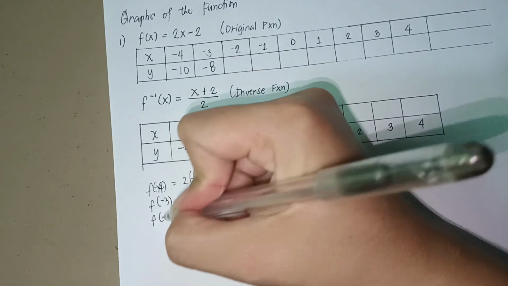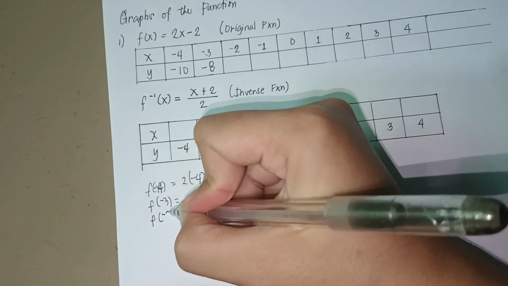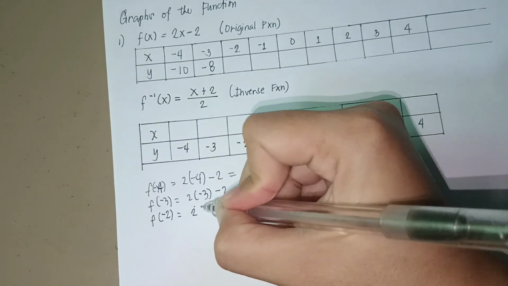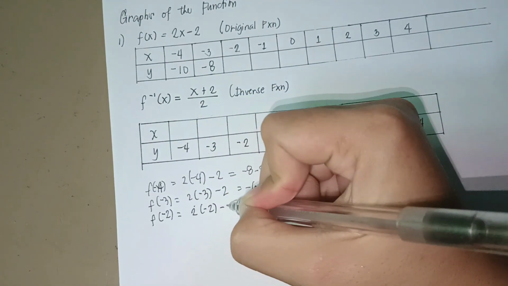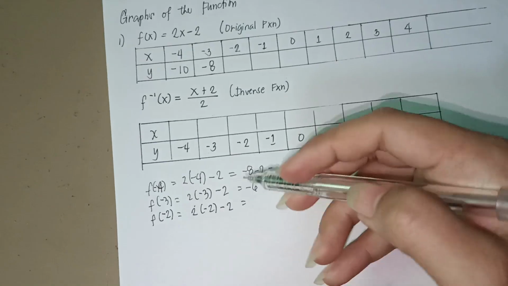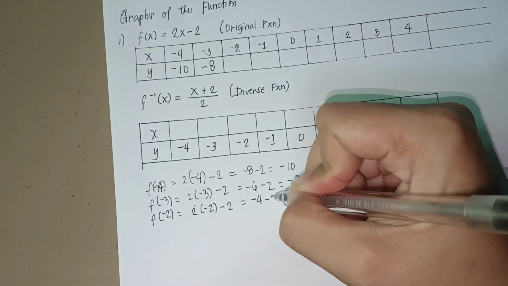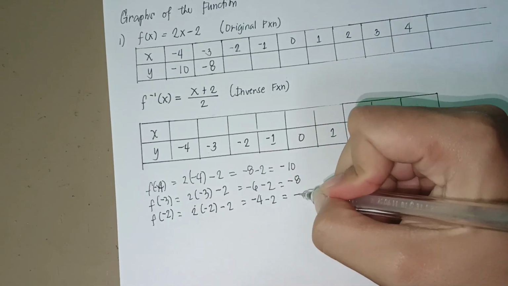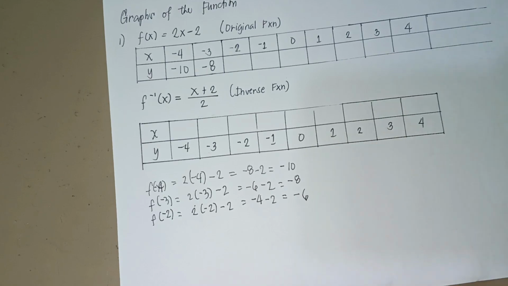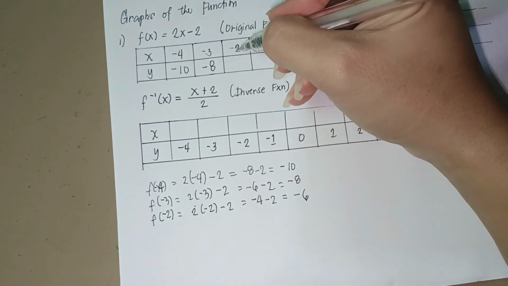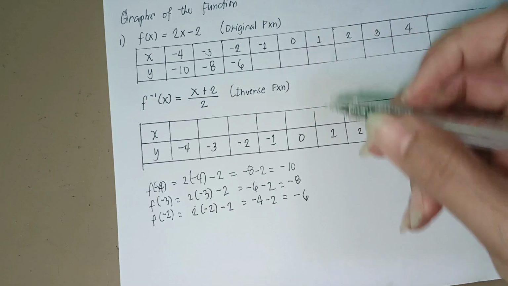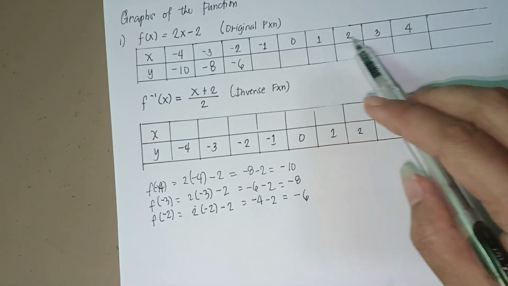Next one, paano naman kung ang x ay negative 2? Okay, so 2 times negative 2, minus 2. 2 times negative 2 is negative 4. Bring down negative 2, pareho pa rin silang negative, kaya magiging negative 6. So, kapag negative 2 ang x, magiging negative 6 ang y. As you can see, substitute lang natin to lahat.